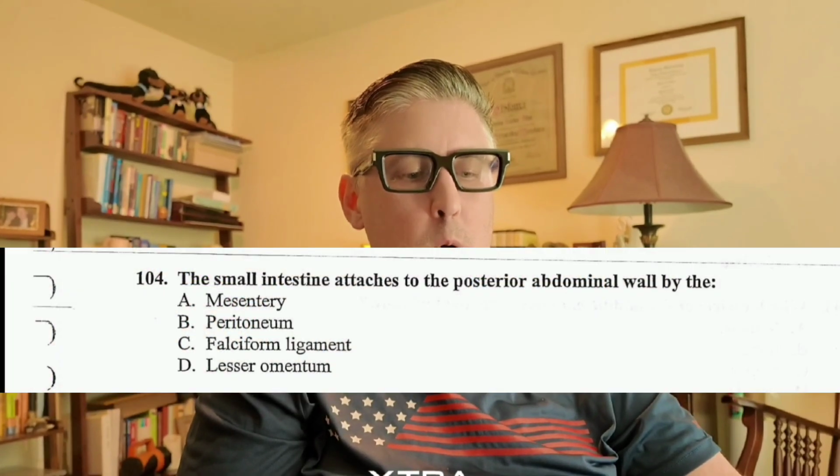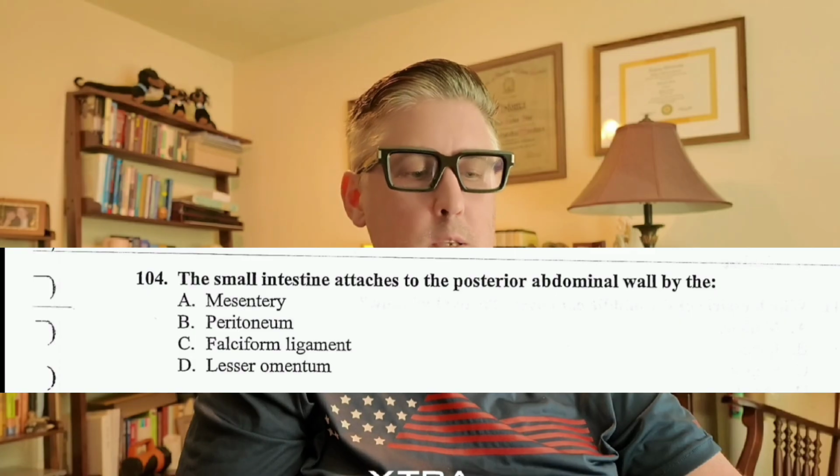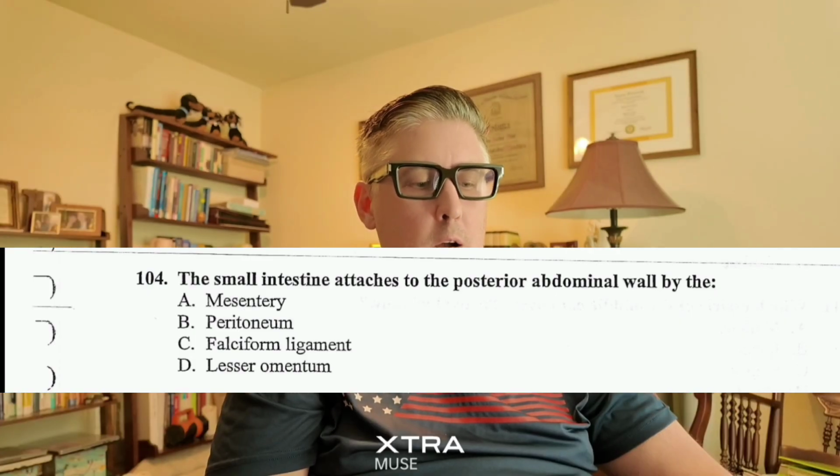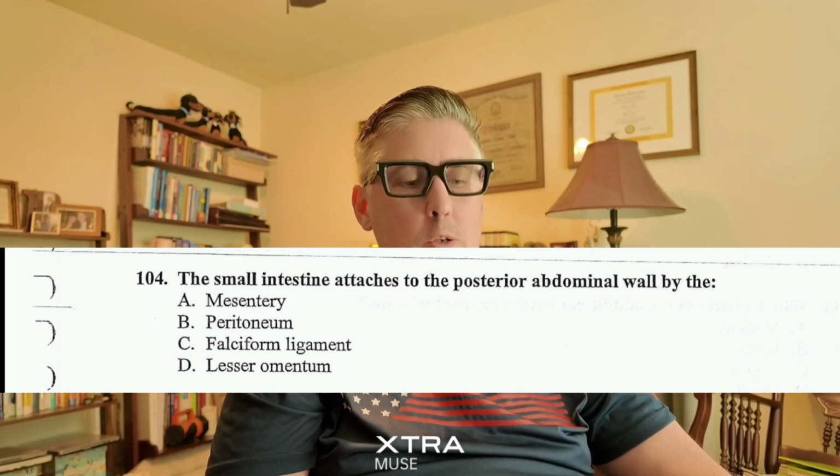Next question here. The small intestines are attached to the posterior abdominal wall by the mesentery, the peritoneum, the falciform ligament, or the lesser omentum. The small intestines are attached to the posterior abdominal wall by what? I'm going to go with the peritoneum, right? So it attaches to your peritoneum on the posterior abdominal wall. I don't know. Someone fact check me on that one.